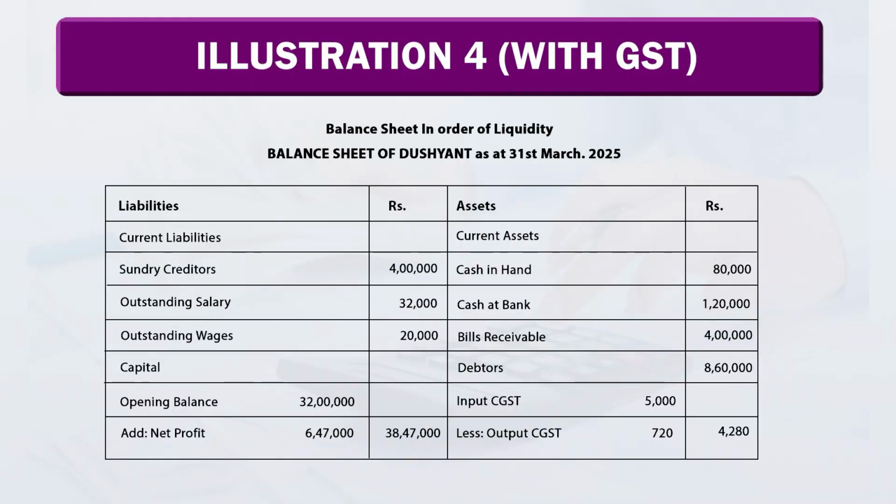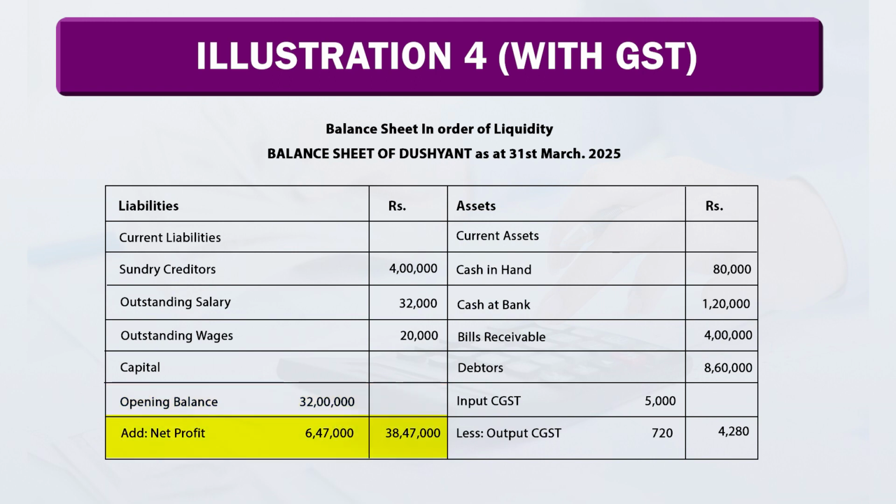Now, let us see balance sheet in order of liquidity. We have prepared the balance sheet in two ways, in the order of liquidity as well as in order of permanency. So, first here current liabilities are given, the liability side, sundry creditors 4 lakh, outstanding salary 32,000 and outstanding wages of rupees 20,000. Then continuously we will see the item, that is our opening balance of capital 32 lakh.